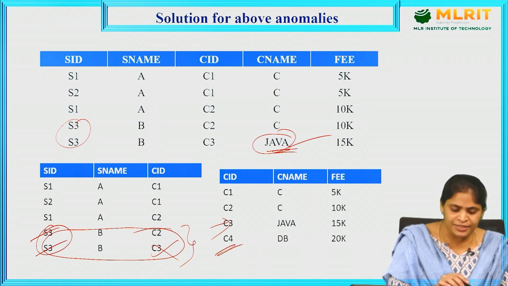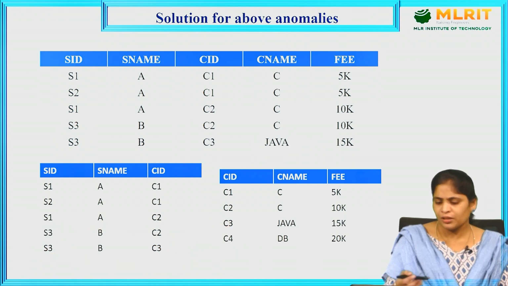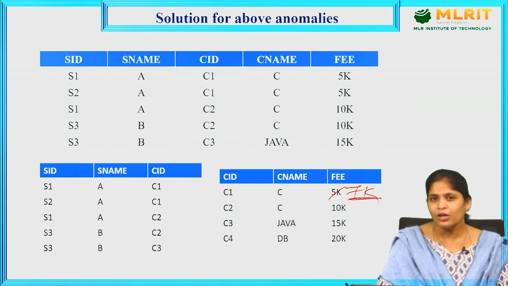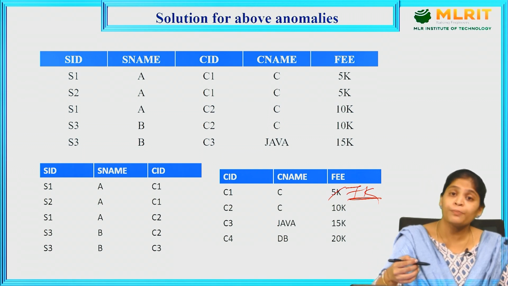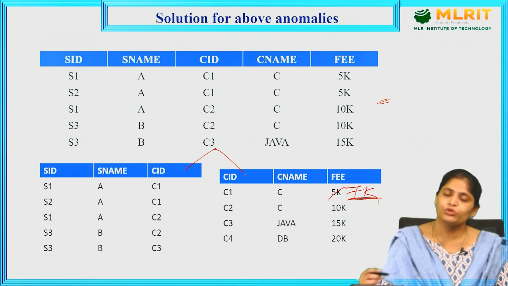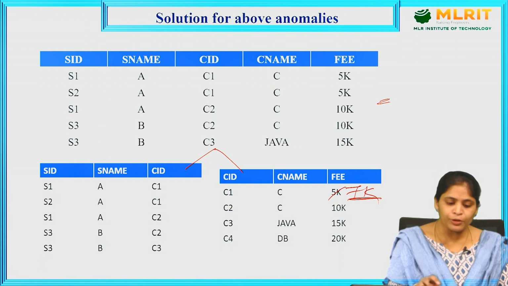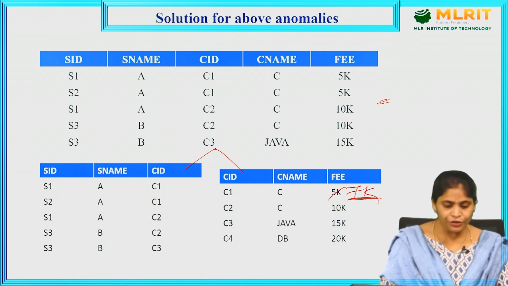Right. Next, if I want to update 5K to 7K, here I can easily update it in the course table. In this manner, by decomposing one table into multiple tables, not only two but multiple tables, we are able to modify data and remove the redundancies. That is the beauty of decomposition here.